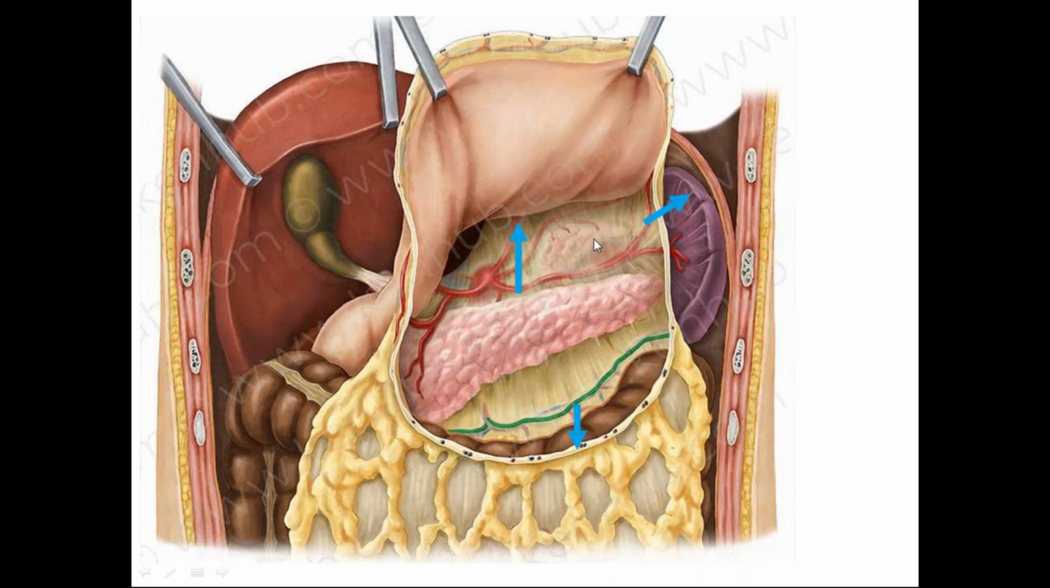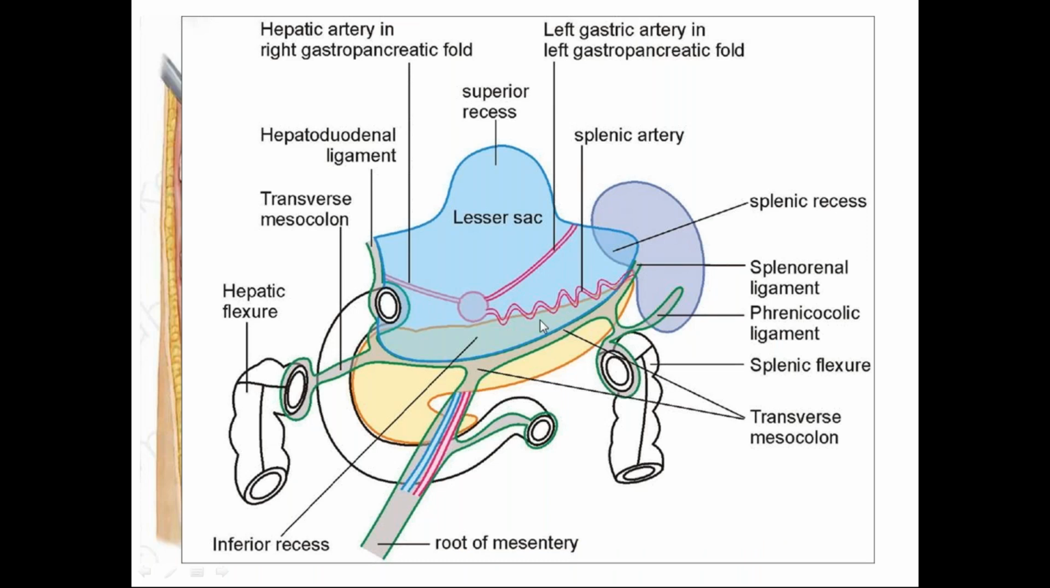Next image is a schematic diagram. So just see, after removal of the stomach, you are seeing the remaining structures. You can see the celiac trunk. So this is the left gastric artery, splenic artery, and this is the hepatic artery. Now, the left gastric artery and the hepatic artery.